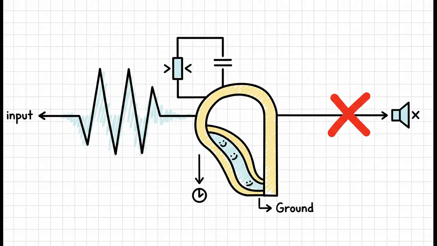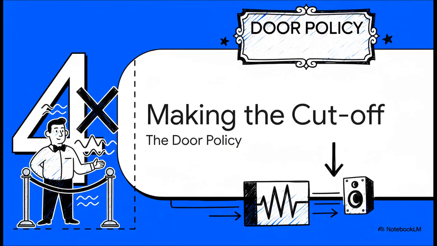But what happens when a high-frequency signal, like a cymbal crash, shows up? Well, for high frequencies, the capacitor's opposition just drops to almost nothing. It basically opens up a side door, a super easy shortcut to ground, and the signal, being lazy, always takes the path of least resistance. So it zips down that shortcut and gets diverted away from the output entirely. It's been bounced. Okay, so we get it.